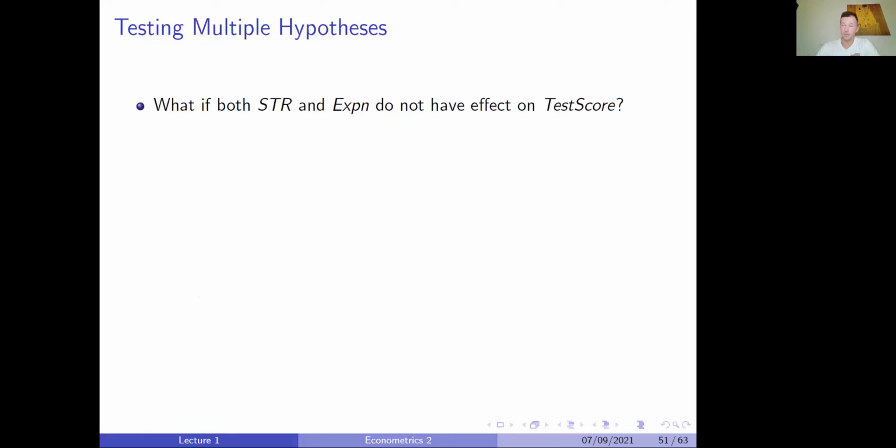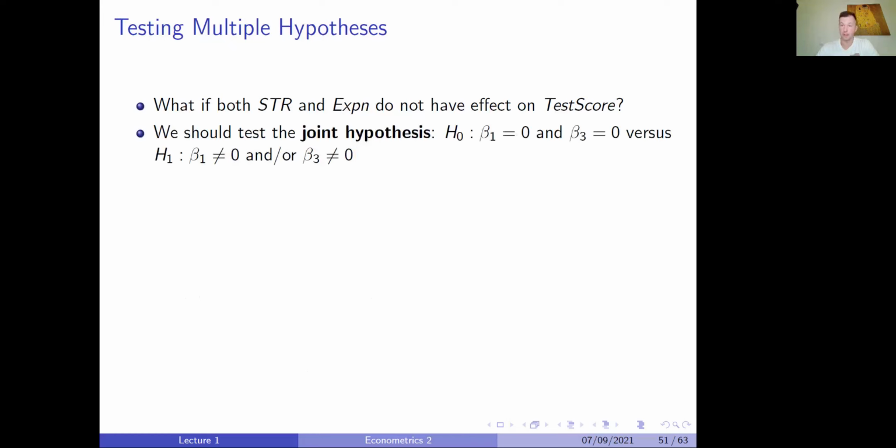Now, what if you want to ask whether both STR and expenditures do not have effect on test score together? We need to make a procedure that is called multiple hypothesis testing. Now the null hypothesis is beta 1 equals 0 and beta 3 equals 0. So this "and" is crucial here. So both coefficients simultaneously must be 0. The alternative hypothesis is that one of them is not 0, either beta 1 or beta 3 or both.